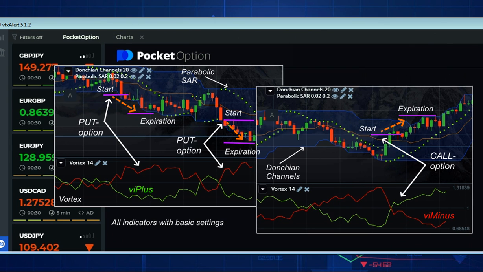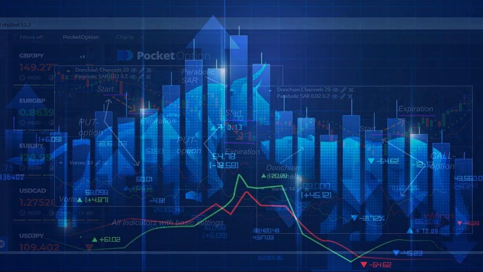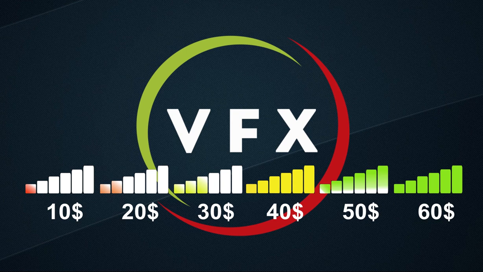Put option: opposite conditions. The price is below the parabolic and the Donchian channel's middle line. Vortex shows dominance of sellers. The minus line is higher than the plus line. There are no restrictions on currency pairs. It is quite possible to use the period of 1 minute, and options with an expiration of 5 minutes.